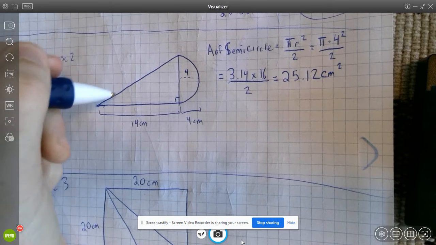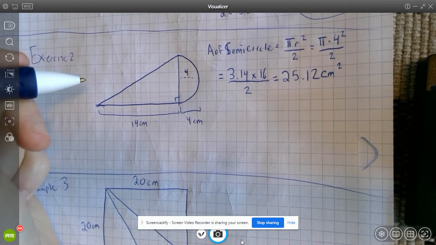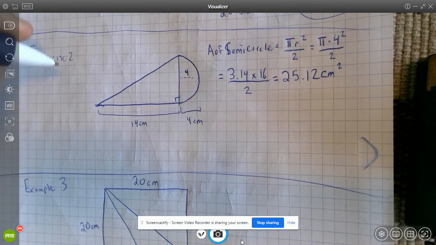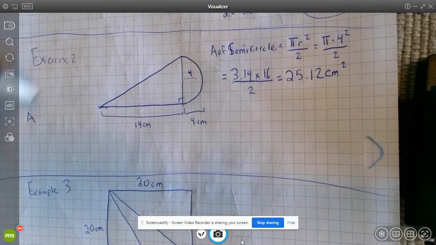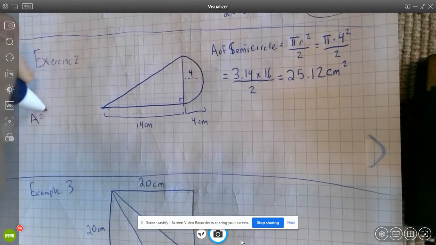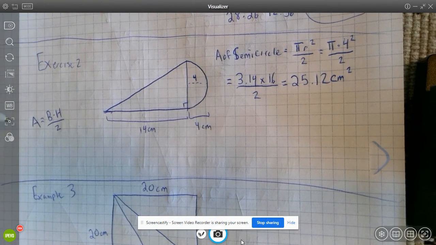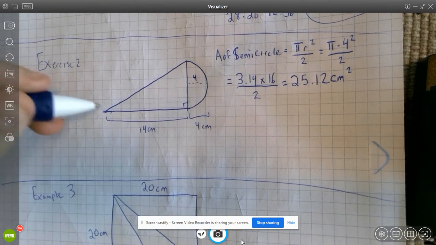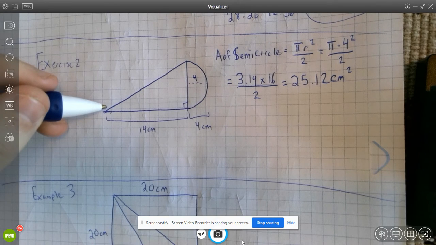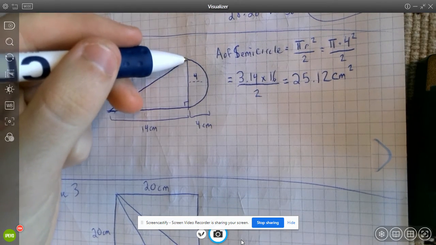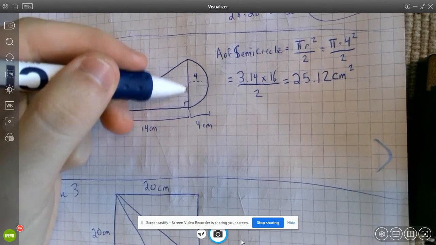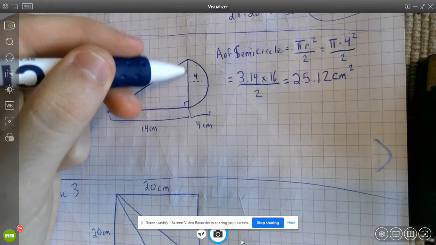Now, we still have to find the area of a triangle. Well, we know the formula for the area of a triangle. Area is equal to base times height divided by 2, because it's half of a rectangle. We already know the base is 14. If we're looking at the semicircle, what does this line represent?